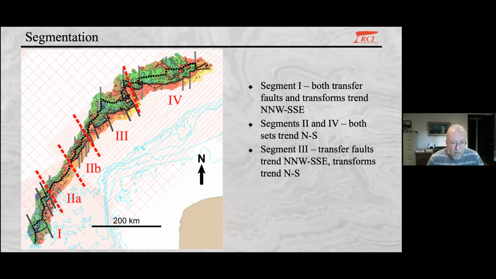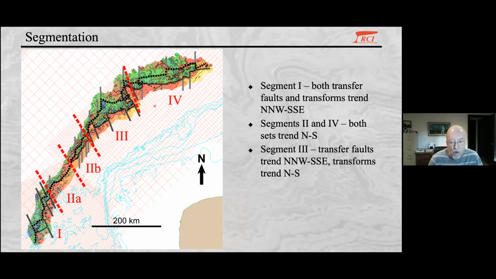So I've segmented, or I've divided this margin, these 800 kilometers, up. And you'll see that in this area both the transfer faults and the transforms have the same north-northwest trend, whereas in 2 and 4, they both have the same north-south trend. But interestingly, segment 3, the inner edge of the outer trough has the north-northwest trend, and the transform faults have the north-south trend.